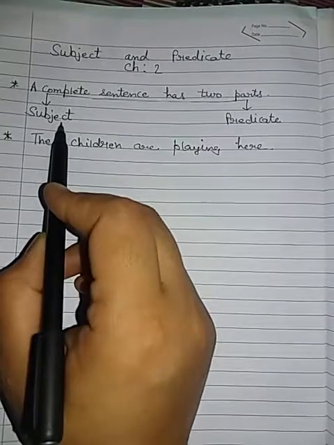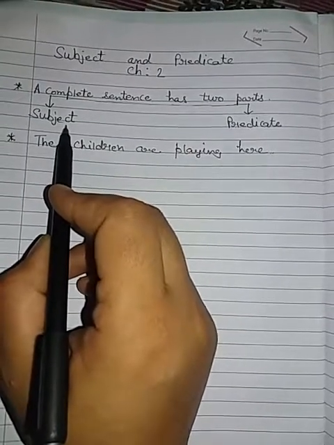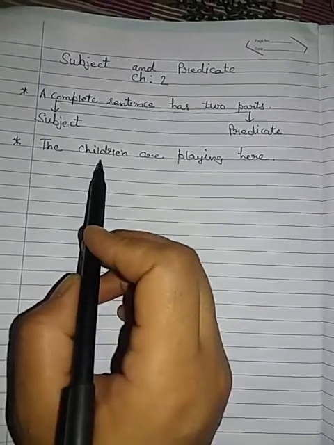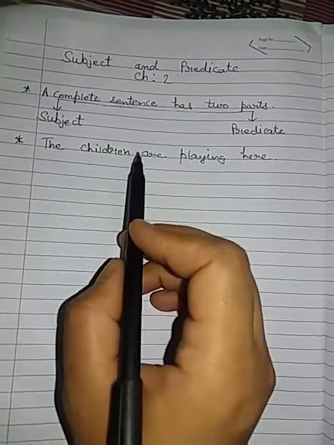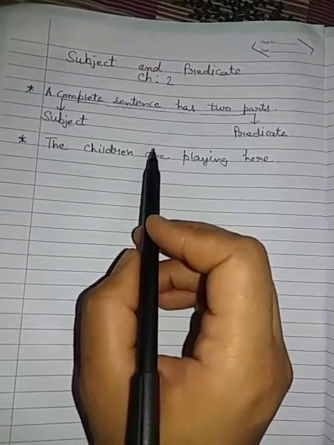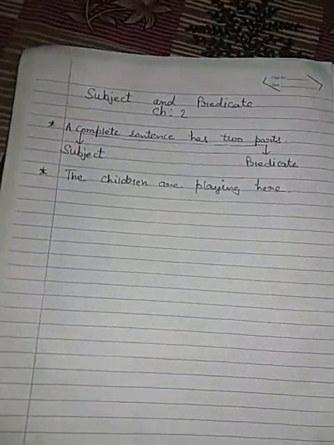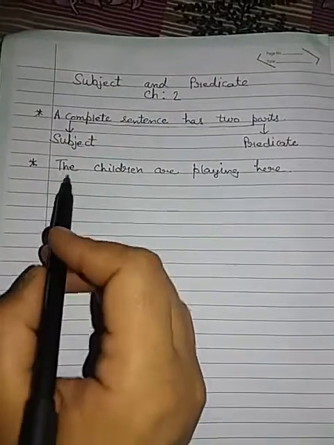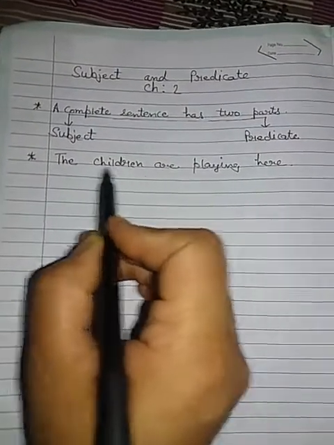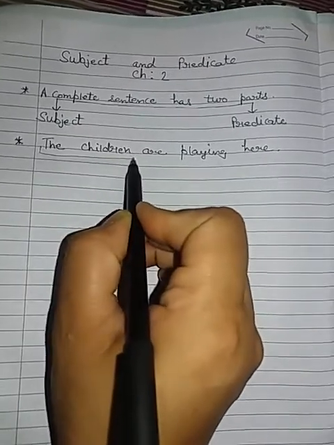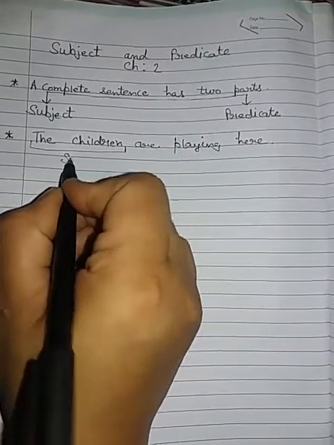First we'll talk about the subject, how to identify the subject. Subject is that part of the sentence that tells us who or what the sentence is about. In this sentence, what is my subject here? This sentence is about what? It is about children, na? Children, they are doing something. So this part is called subject.